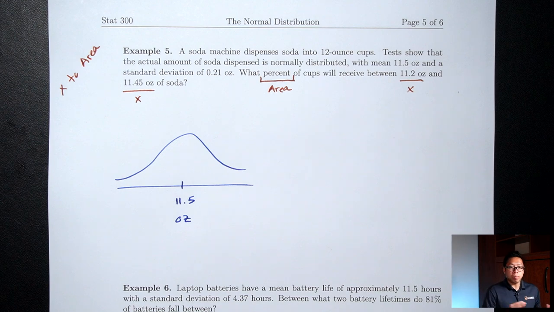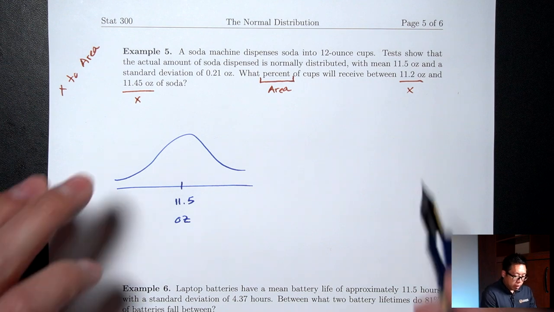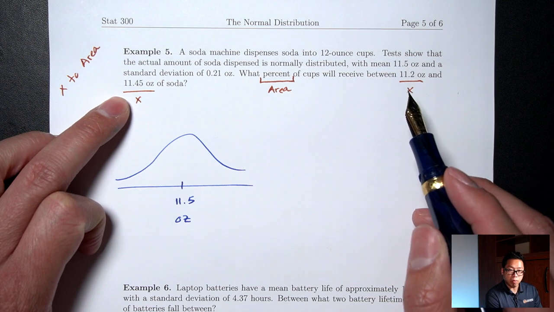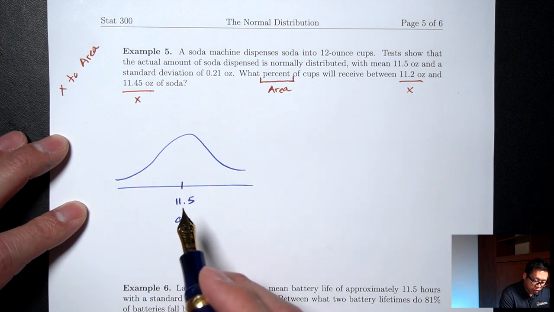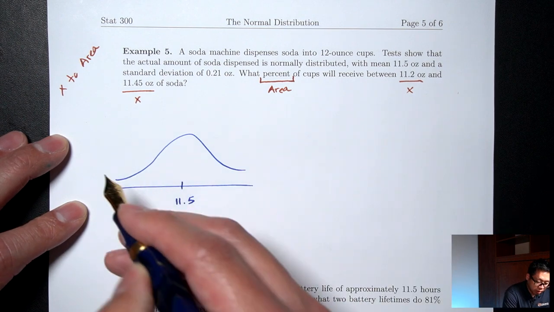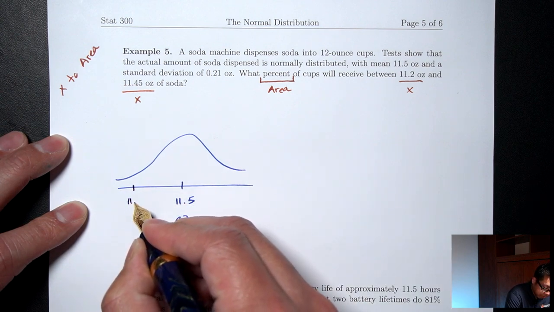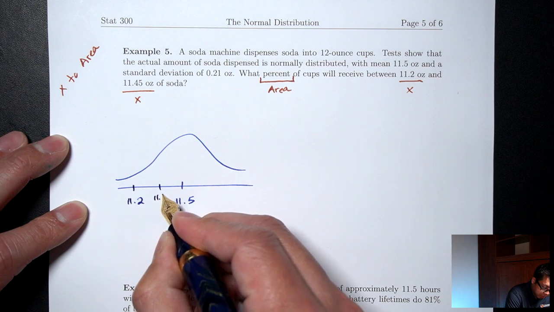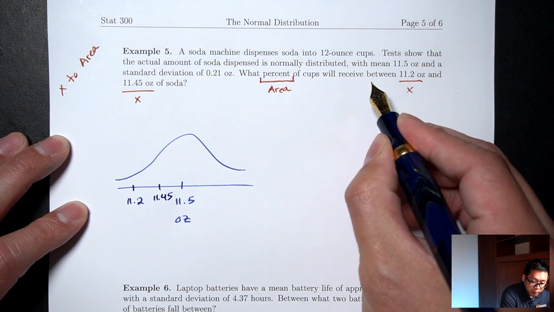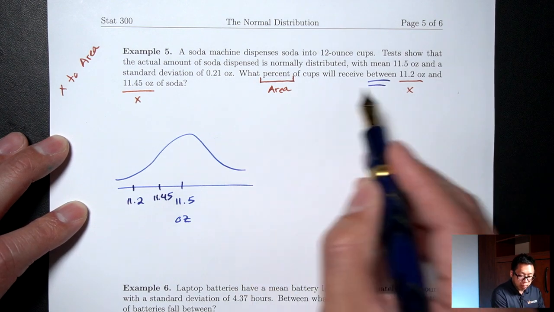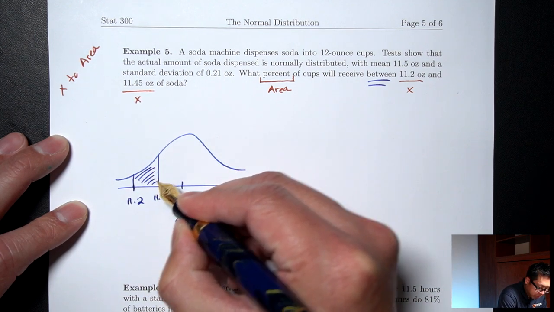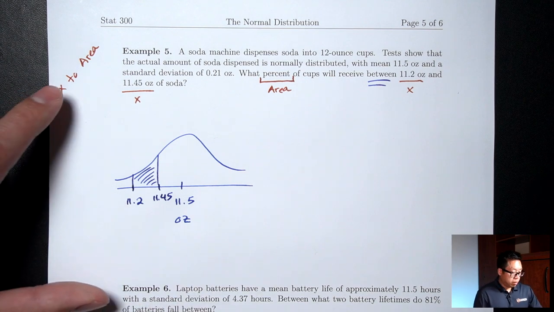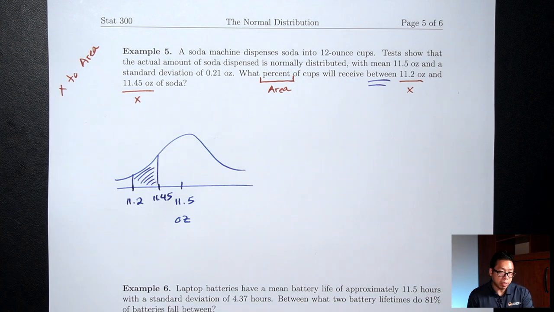Next thing I need to decide is whether this is shaded to left, shaded to right, or shaded in between. So let me put these x's on here. We said 11.2 and 11.45 were x's, so both of those will go on the x-axis. And both of those are less than 11.5, so let me put them on the left side. It says here between. So I'm looking for the area between 11.2 and 11.45. So I'm looking for that area. Okay, so we're set up now. This is an x to area that is shaded between.